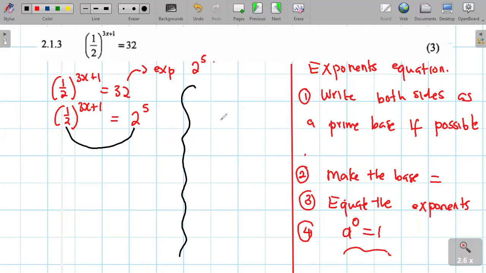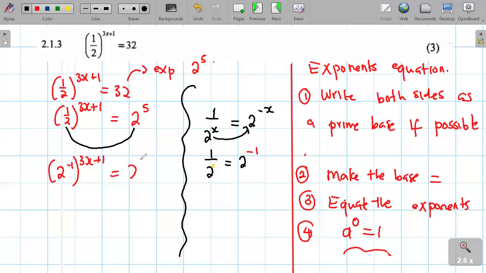Check something, guys. If I have 1 over 2 to the exponent x, what will this be in exponent form? This will be 2 to the power negative x. All right, check something. Again, it means 1 over 2 is the same thing as 2 to the power negative 1. Remember here, there is an exponent of 1, which we don't normally write. Meaning this can be written as 2 to the power negative 1 into 3x plus 1 equals 2 to the power 5.